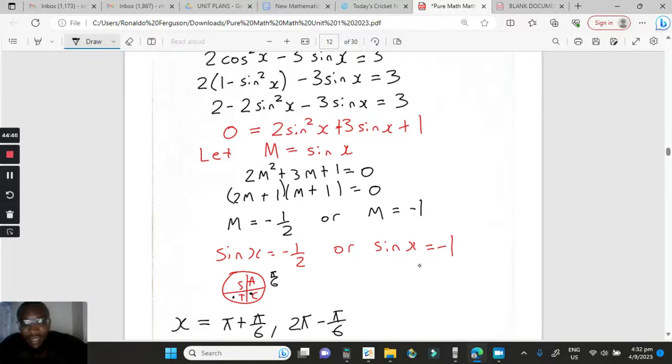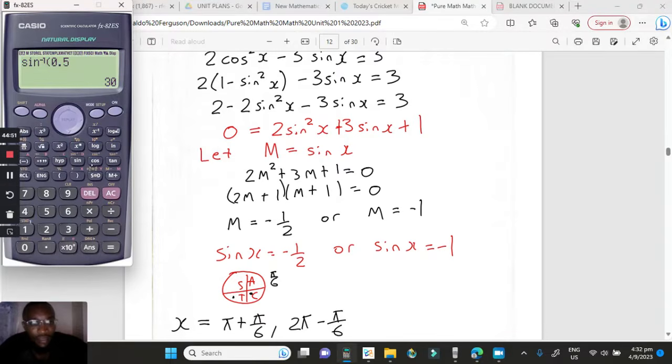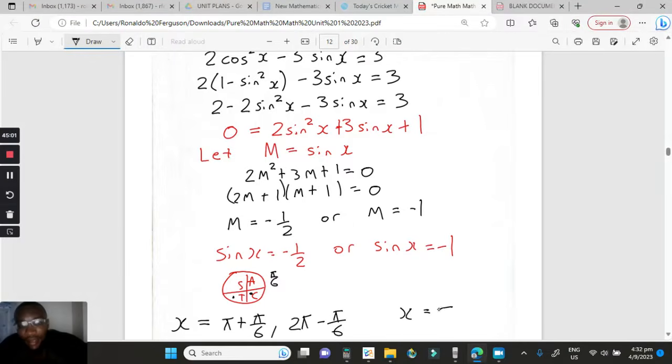Over this side, if you sine inverse 1, you get what? Check it in a calculator. If you sine inverse 1, you would get 90 degrees or pi over 2. So in this case now, your answer is going to be pi plus pi over 2, sorry. And right here is 2 pi minus pi over 2.